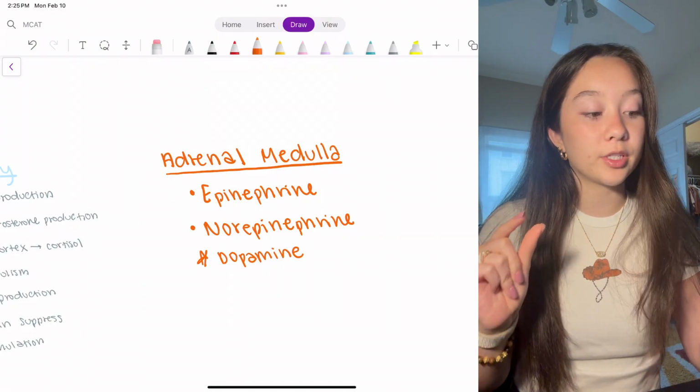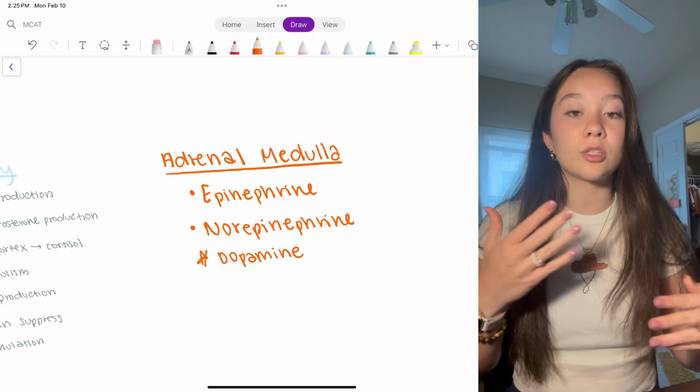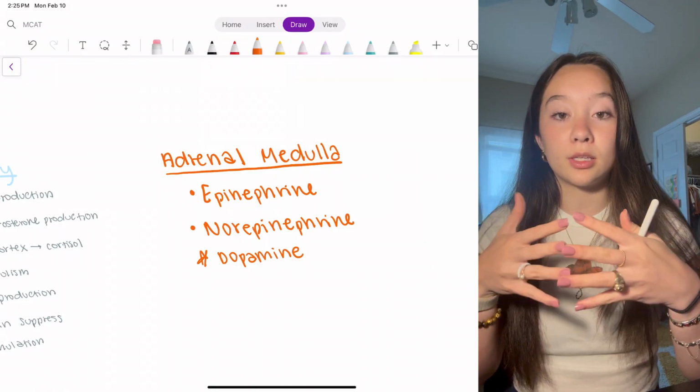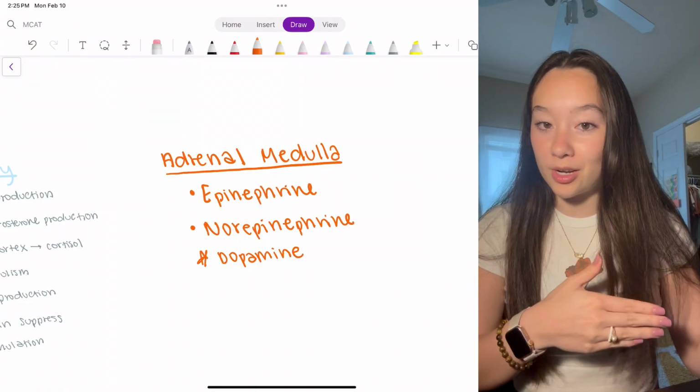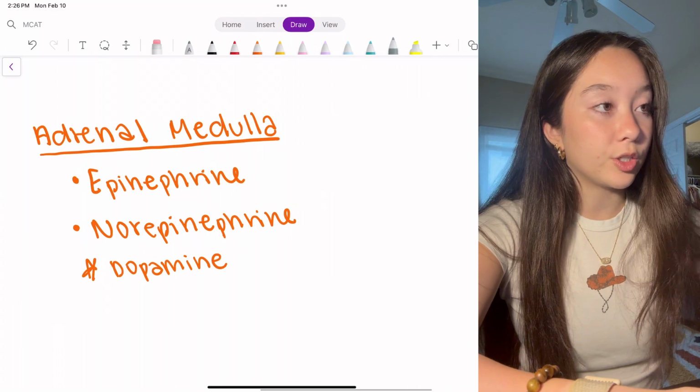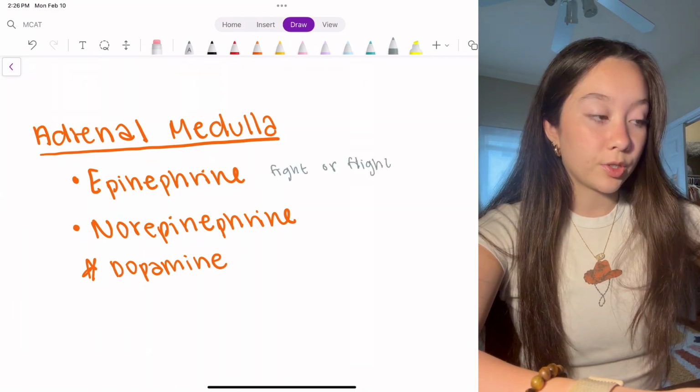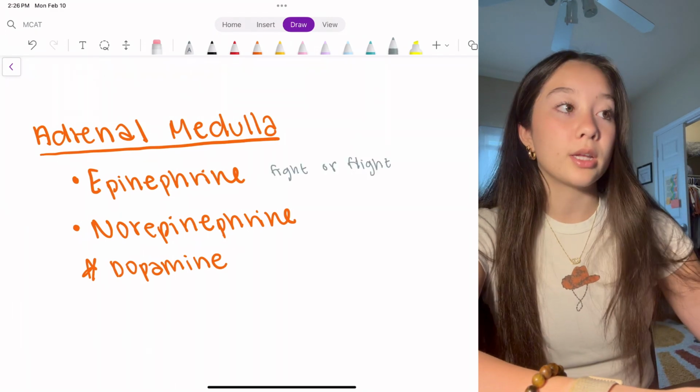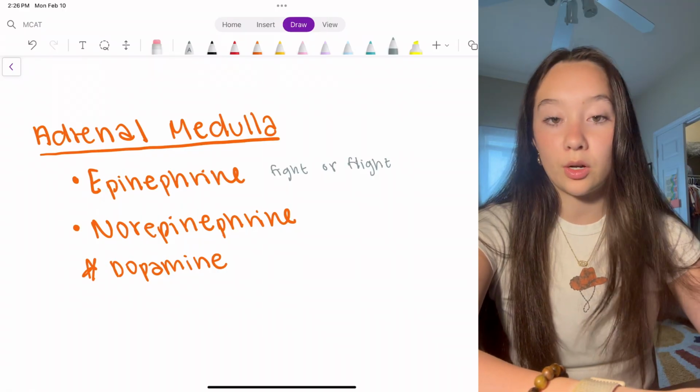But there's a very, very small amount that can be produced in the adrenal medulla, but just to remember everything together, I'm just gonna put it here. So epinephrine has to do with fight or flight response. So this is like increases heart rate, increases blood pressure, adrenaline, all that good stuff.